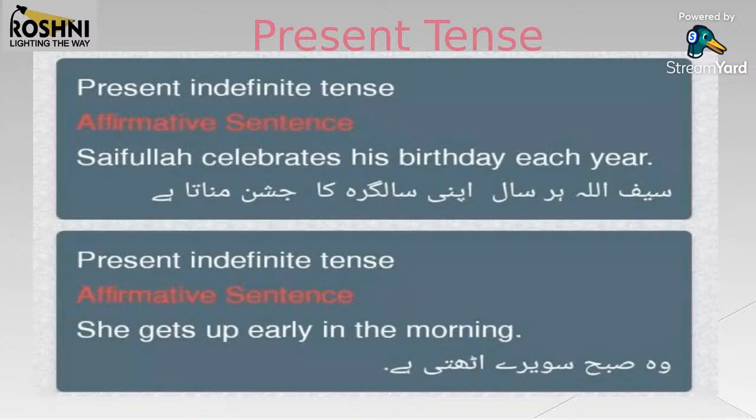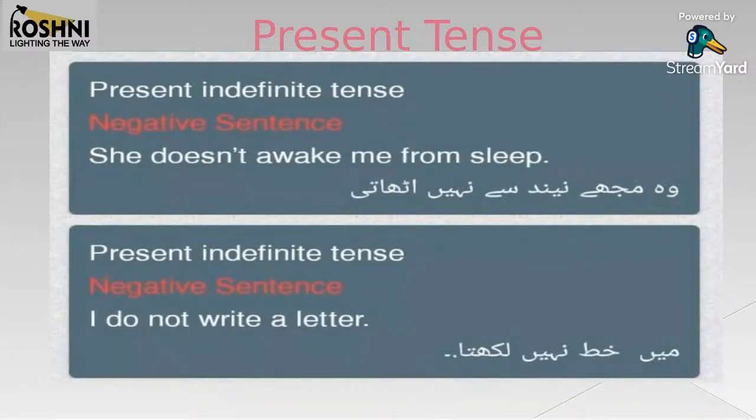ठीक है, तो सैफुल्लाह हर साल अपनी सालगिरह का जश्न मनाता है. Saifullah celebrates his birthday each year. This is the part of the sentence where you have to focus on the last part. I hope I am clear. Alright. In the similar way, this is an affirmative or positive sentence. Moving ahead to the negative one. How will you identify the negative sentence?